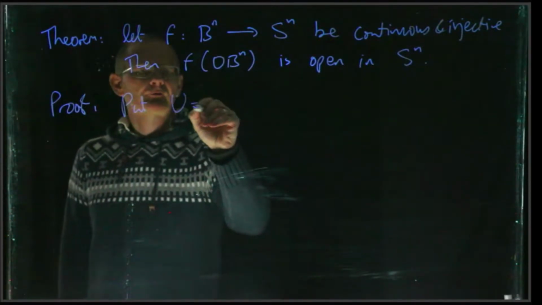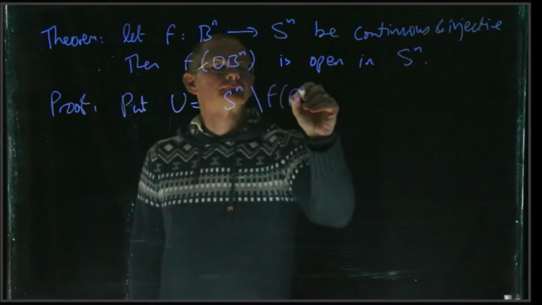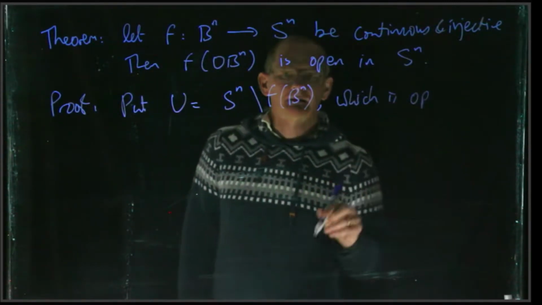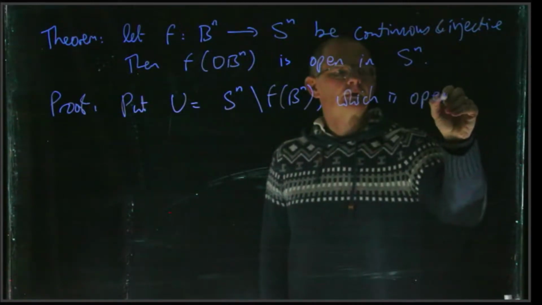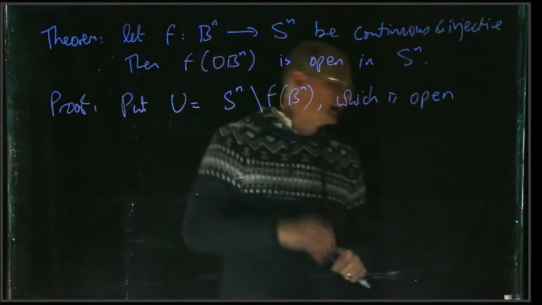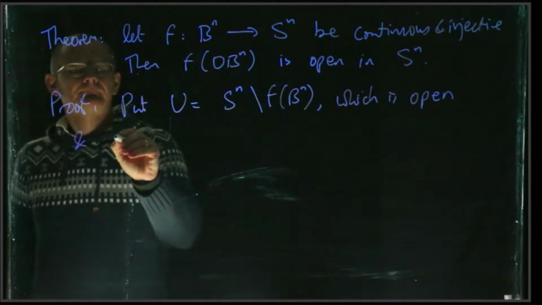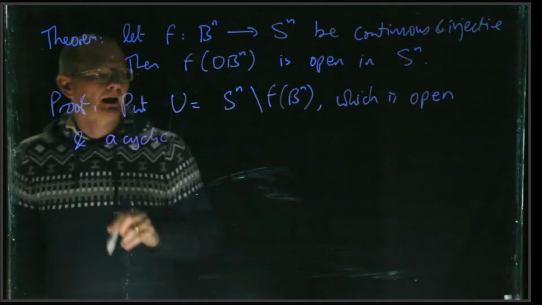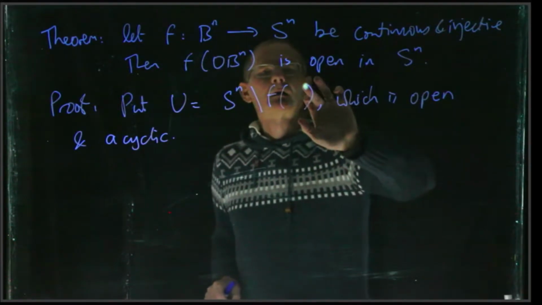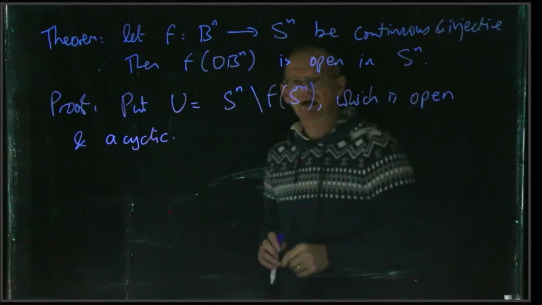Okay, so what we're going to do is start by setting U to be Sn with f of Bn removed. That's open, notice, because Bn is compact, so f of Bn is compact and therefore closed, and so this is an open set. And that's, oh yeah, sorry, no, that's not what I meant to say. For U, I'm just going to remove the image of Sn minus 1.